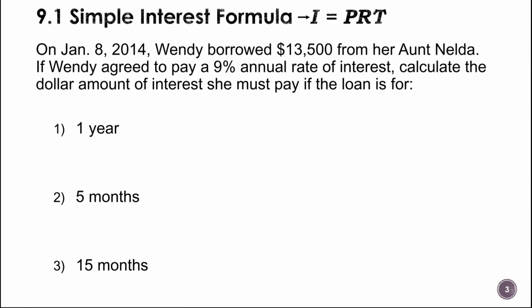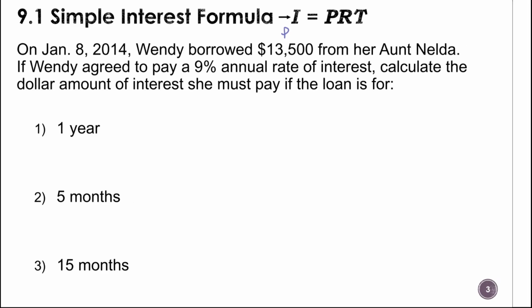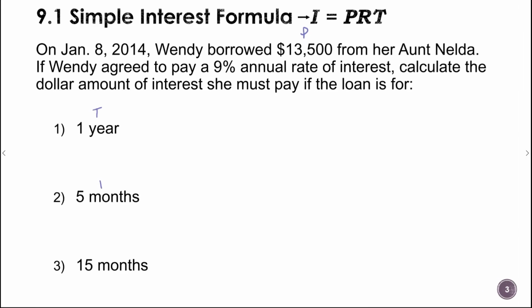Okay, so we're going to do a little practice with this I equals PRT. On January 8th, 2014, Wendy borrowed $13,500 from her Aunt Nelda. So $13,500 is the principal amount. If Wendy agreed to pay a 9% annual rate of interest, calculate the dollar amount of interest she must pay if the loan is for, and then these are our times, right? This is going to be T for each one, and this is R in the formula.